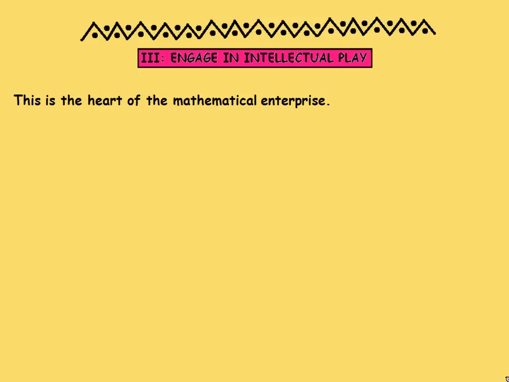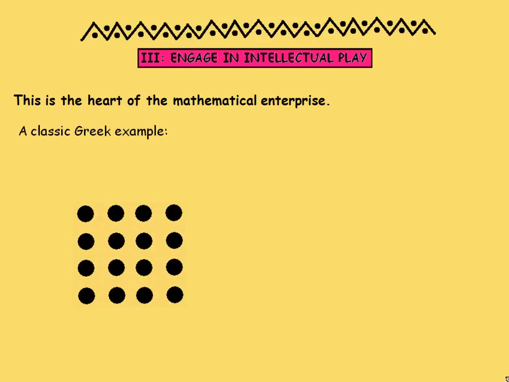All right, here we go. Engage in intellectual play. Principle number 2. This, to me, is really the heart of the mathematical enterprise. Really just playing, enjoy play. So let's do another classic Greek example. Here's my 4x4 array of dots again. And last time I said this was a picture of 1 plus 2 plus 3 plus 4 plus 3 plus 2 plus 1. I've changed my mind. I'm going to tell you it's actually a picture of the sum of the first 4 odd numbers, 1 plus 3 plus 5 plus 7.